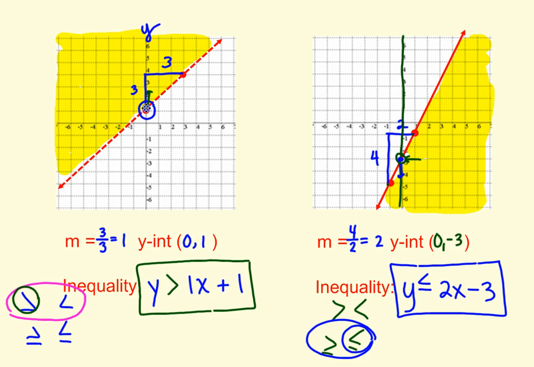So to write your own inequality, the only two things you need to find are slope and y-intercept, and then put it into mx plus b form and determine which inequality matches the line and your shading.